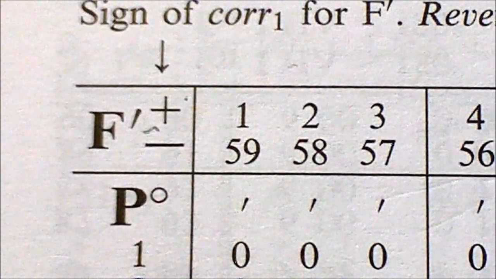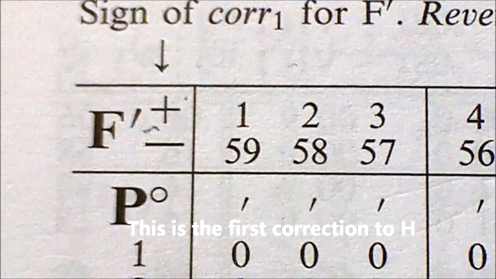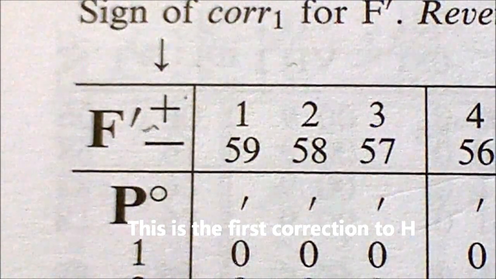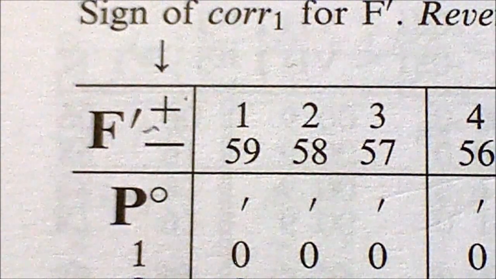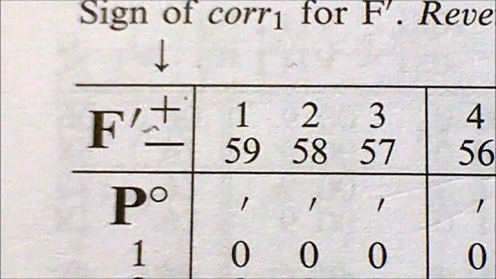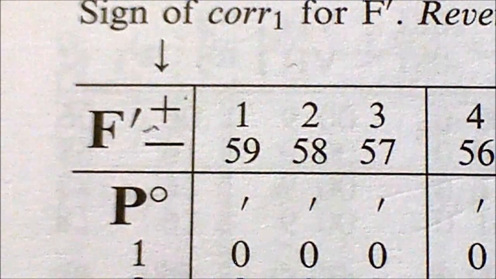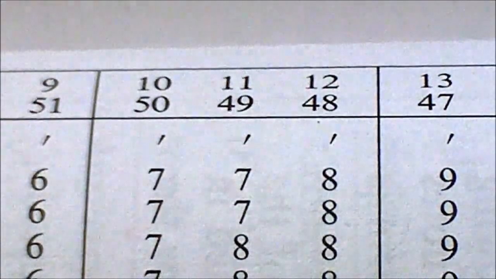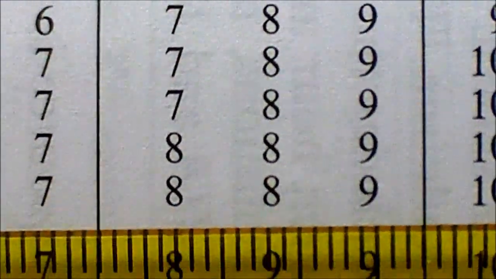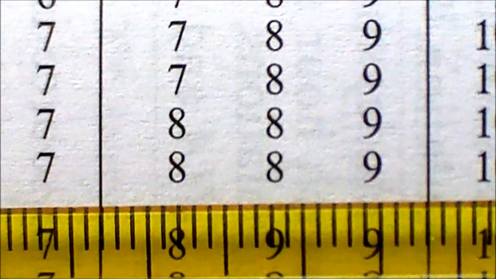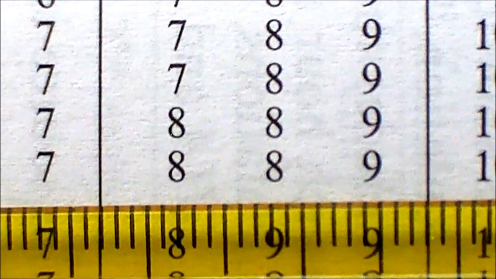If F's minutes are between 1 and 29, this correction will be positive. And if it's between 30 and 59, the correction will be negative. In our case, it's 48, so it's going to be a negative correction. We follow the 48 column down to where it intercepts 50, and we get our correction. In this case, we subtract 9.